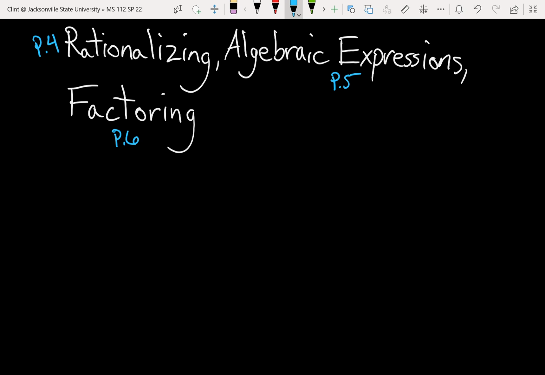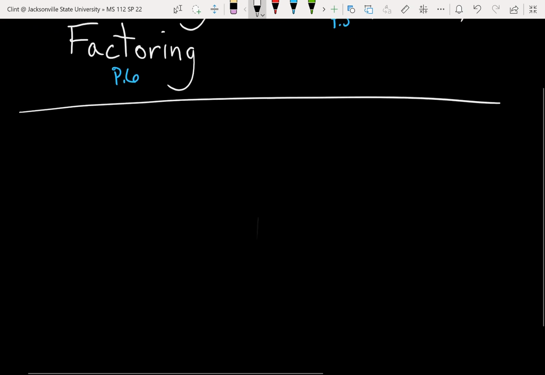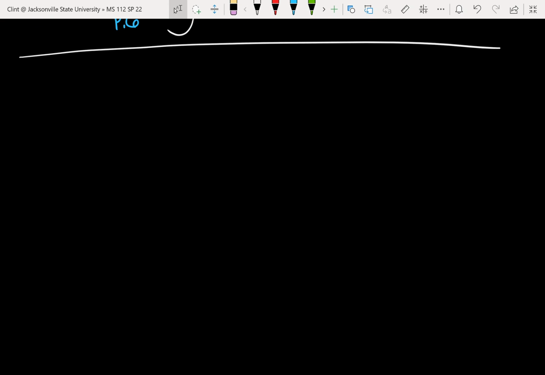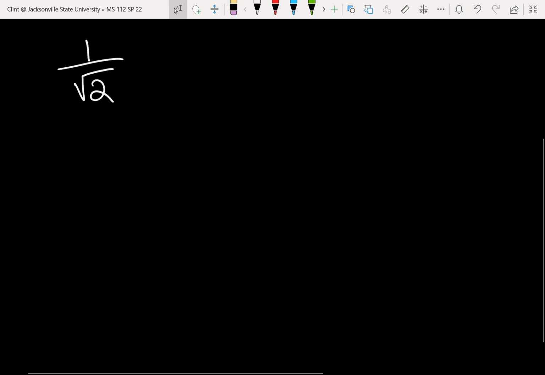So let's look at some radicals. When we talk about rationalizing radical expressions, the situation we find ourselves in is when we have something like 1 over square root of 2. Sometimes we won't consider that fully simplified.